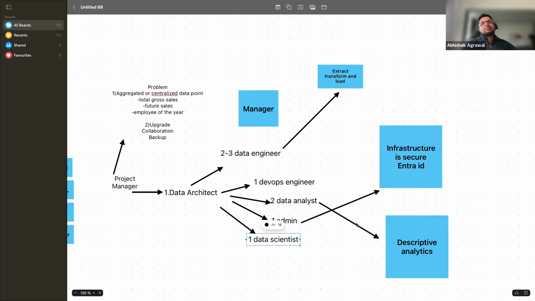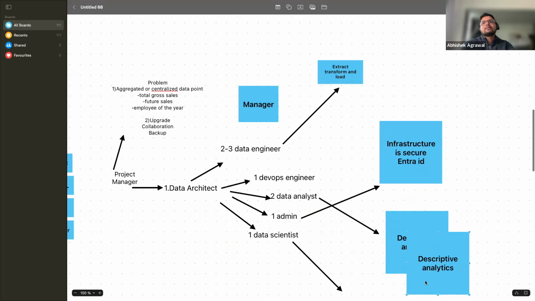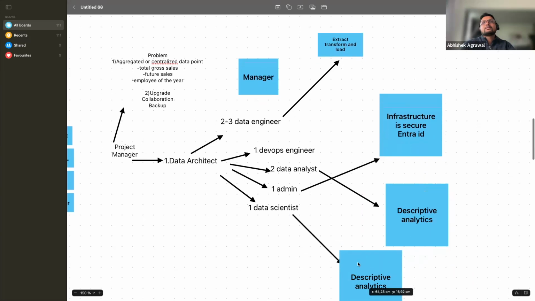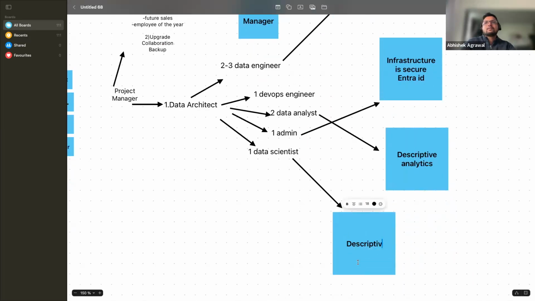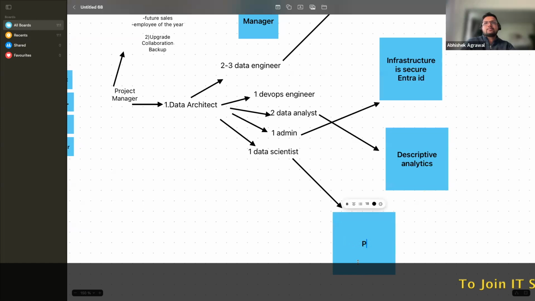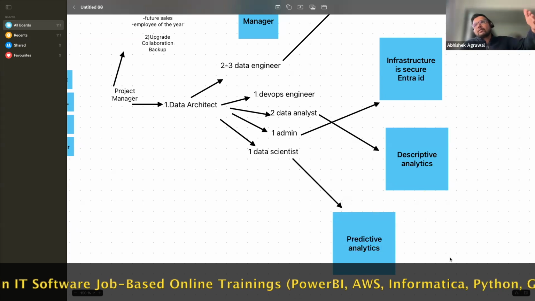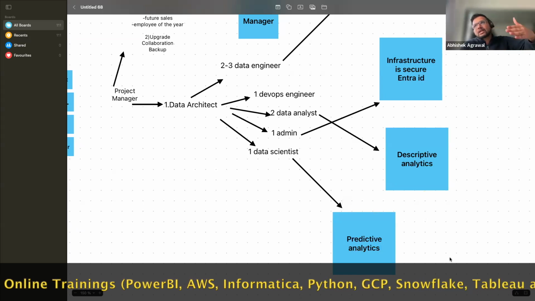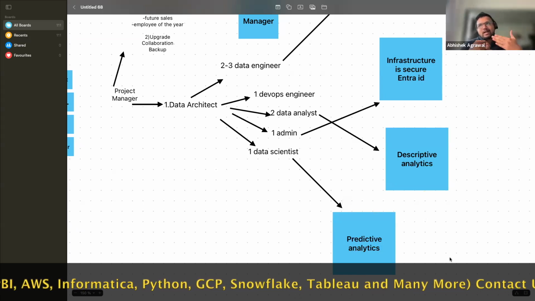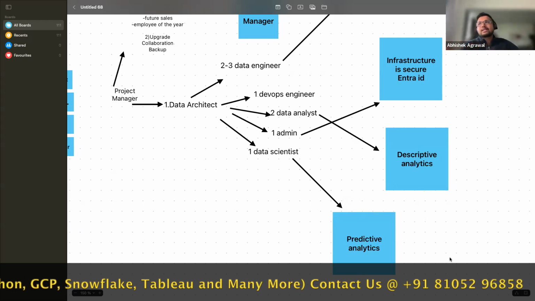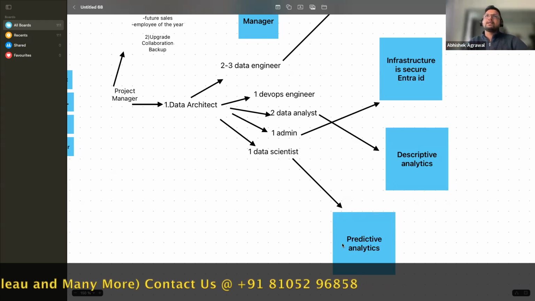What will a data scientist do? Data scientists will predict the future. Predictive analytics will be done by data scientists. Predictive analytics means data scientists will try to understand what will be the future outcome. He will try to predict what will be the sales in future. All of that will be done by a data scientist.